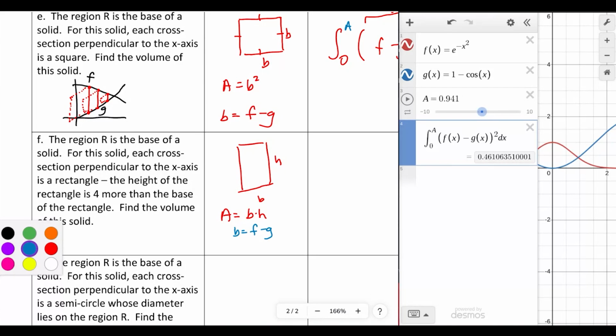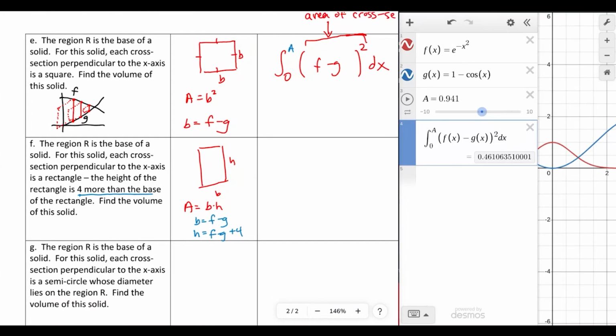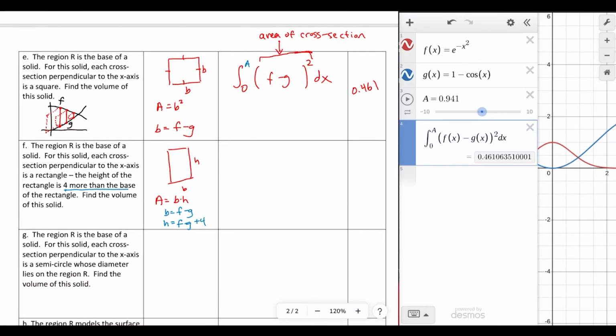And then think of the depth of the pool. How far in is it going? It is 4 more than that base. So the height in this case would be f minus g plus 4, 4 more than the base. Now, it doesn't really matter which one gets the plus 4. It's all going to be the same. You can get the same output. So don't be too stressed about that if you were even thinking about that.